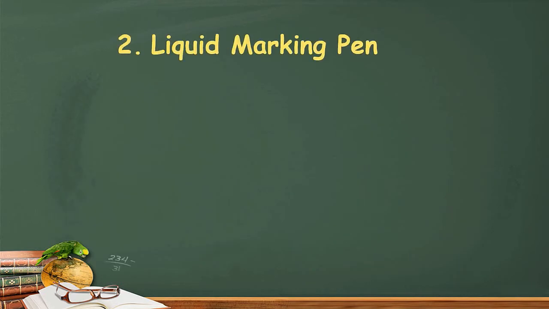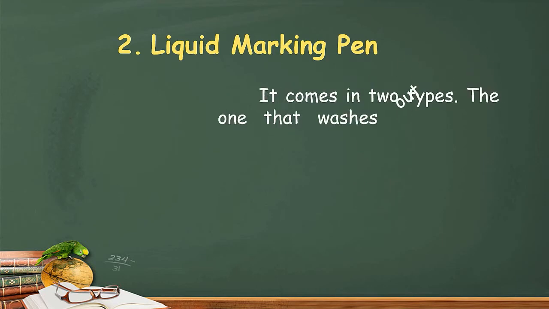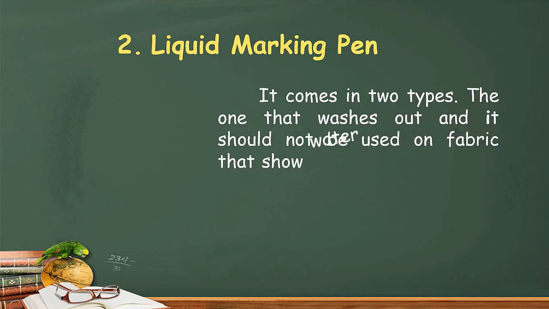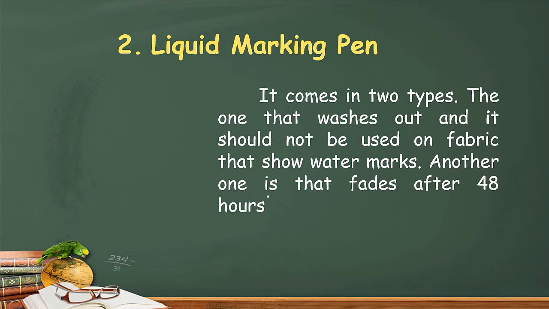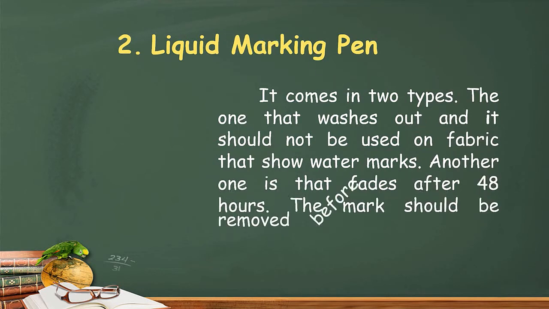Number 2. Liquid marking pen. It comes in two types, the one that washes out, which should not be used on fabric that shows watermarks. Another one fades after 48 hours. The marks should be removed before pressing the fabric.